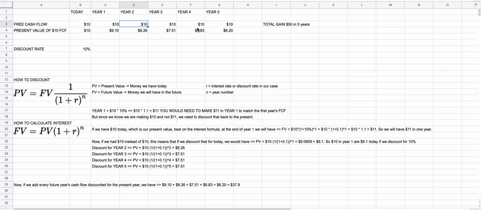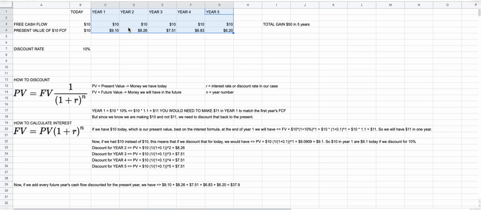So year 4 is actually 6.83 here, and year 5 is 6.20 over here. Is what you see here. These are updated normally. Now, we know that we're getting this kind of money on year 1, 2, 3, 4, 5. And so now we can use all of these numbers to calculate how much money we will be making in 5 years' time if we discount this with a 10% rate for today.